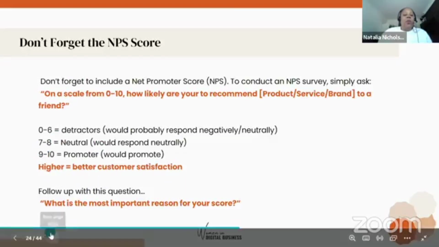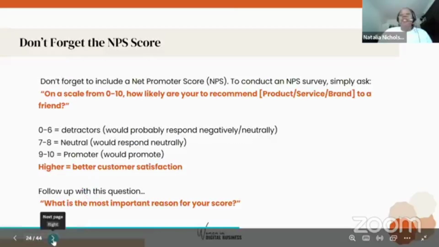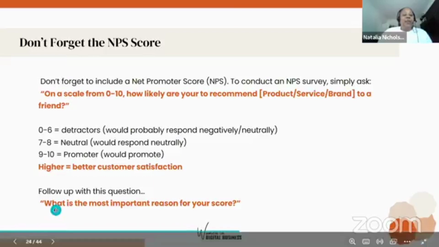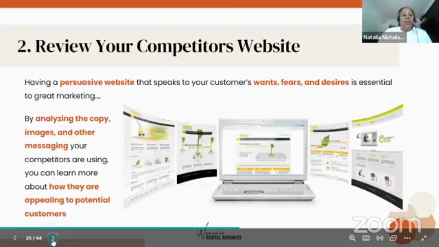So what is the most important reason for your score? That's what you want to follow up with. Why did you score like that? You tend to find if you've got a score of 9 to 10, which is a really high score, that person's going to go on and promote, and nothing's changed. Word of mouth is still one of the fastest ways to grow a business. So your Net Promoter Score is a great indication of how many people are actually going out there and saying this is a great product or service.